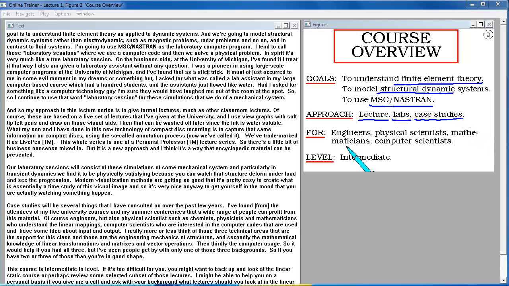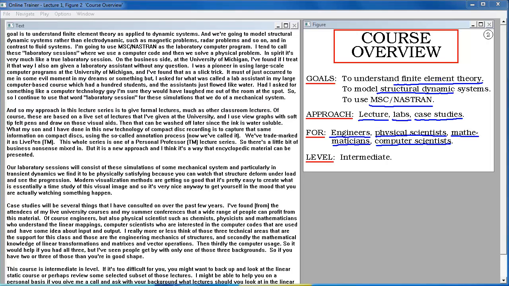I've found that of the attendees of my live university courses and my summer conferences, a wide range of people can profit from this material. Of course, engineers, but also physical scientists such as chemists, physicists, mathematicians who understand the linear mappings, computer scientists who are interested in the computer codes that are used and have some idea about input and output.